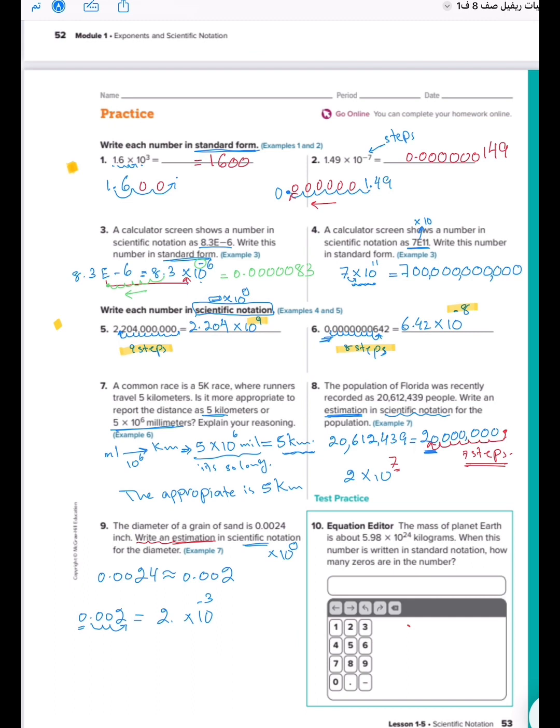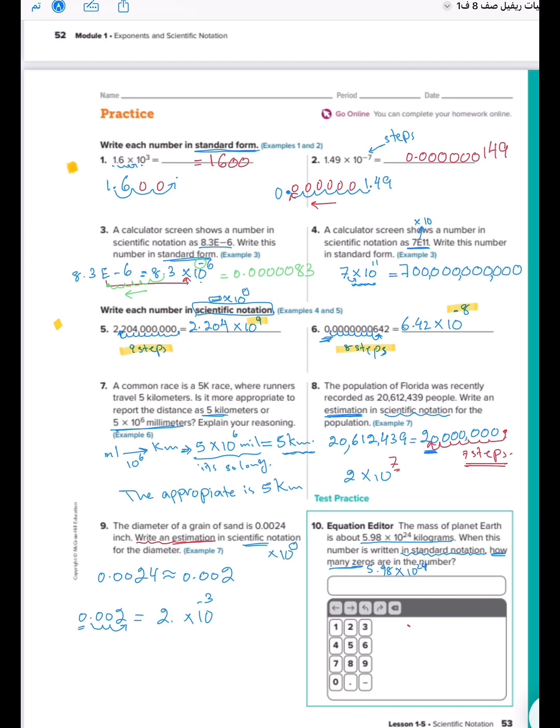Okay, last question. The mass of planet Earth is about 5.98 times 10 power 24 kilograms. When this number is written in standard notation, how many zeros are in the number? They want us to write in standard notation. How many zeros? So 5.98 times 10 power 24.